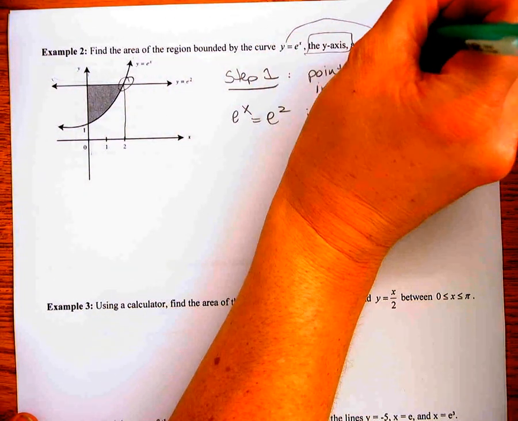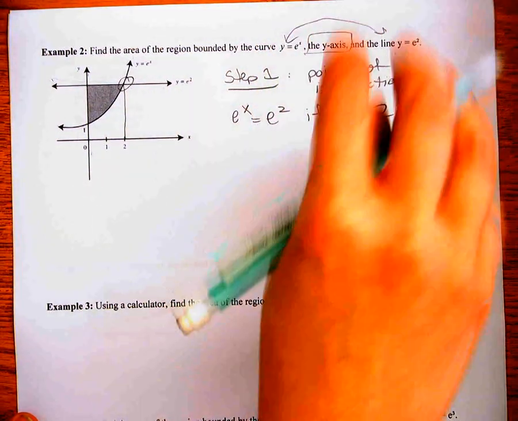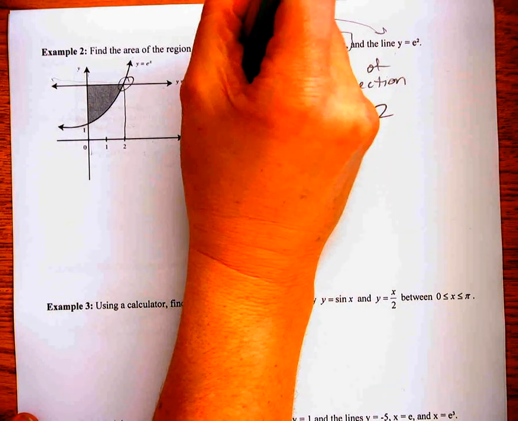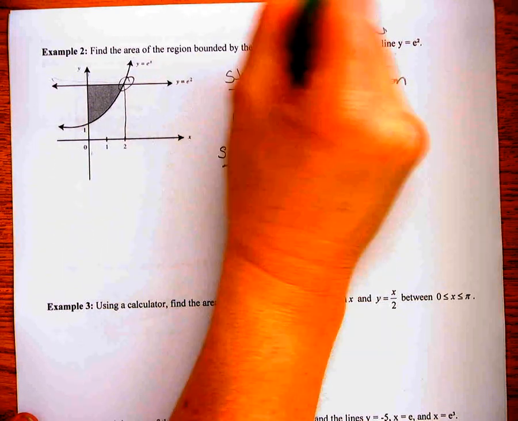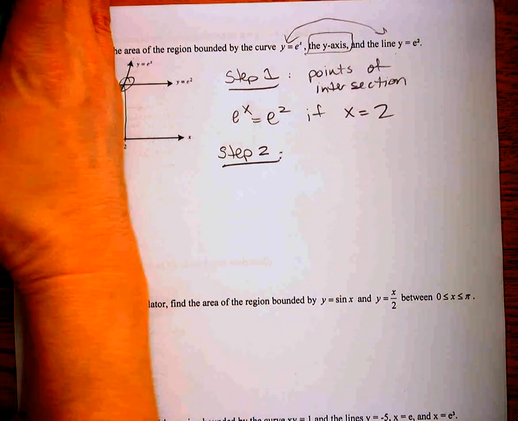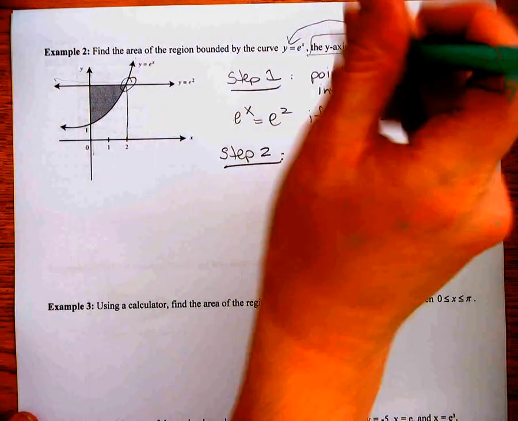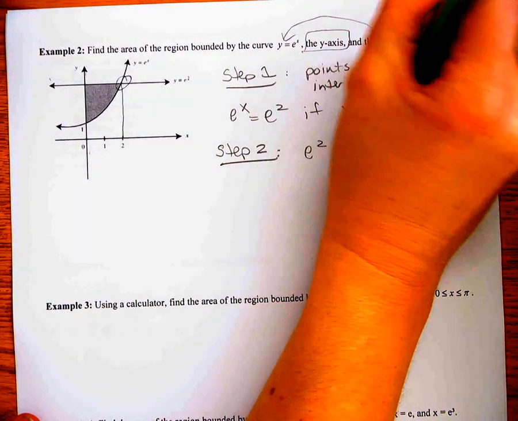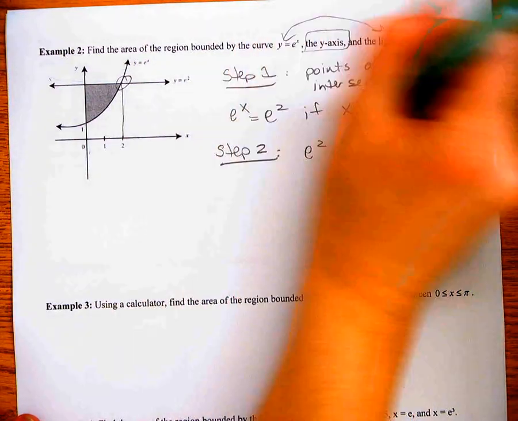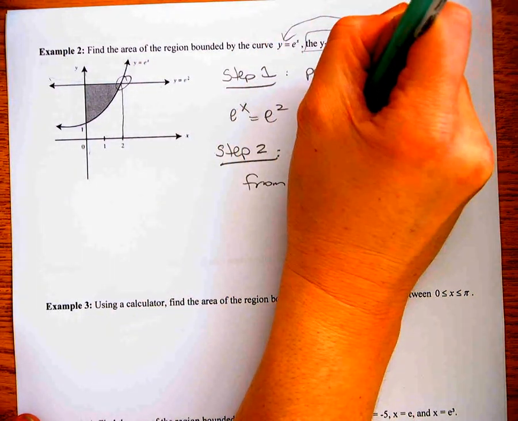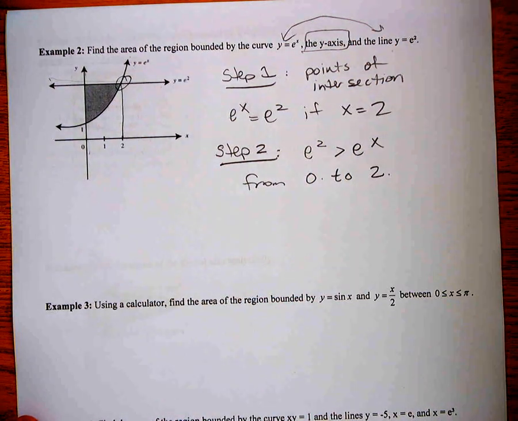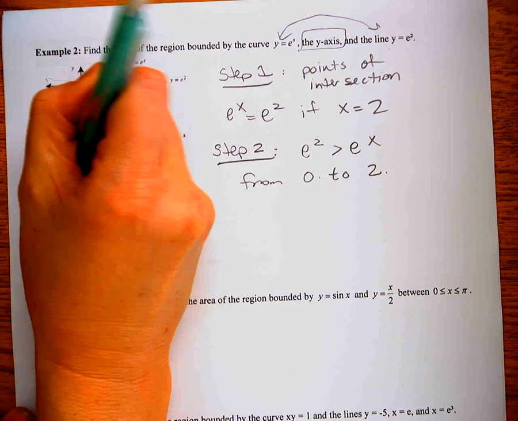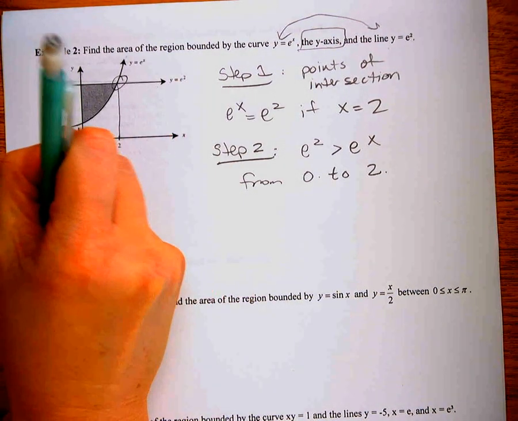So these two intersect where x is 2, and that's the only time they intersect. But we're going to integrate this from 0 to 2 because of the fact that we're cutting it off where x is 2. We're cutting it off right there. So step 2 is to determine which graph is higher. So notice that e squared is greater than e to the x over the whole interval from 0 to 2. So that was easy. And then for step 3, we just take the integral from 0 to 2. And again, that's because it was bounded by the y-axis.